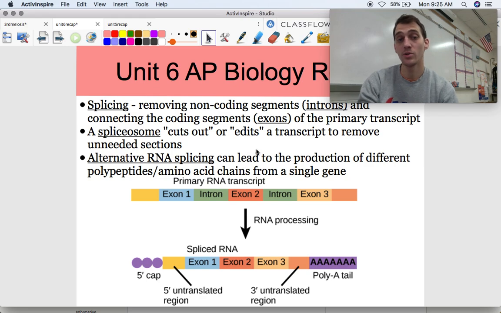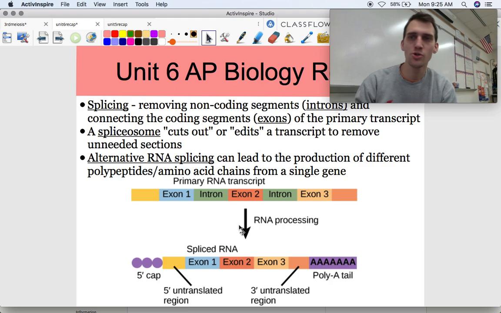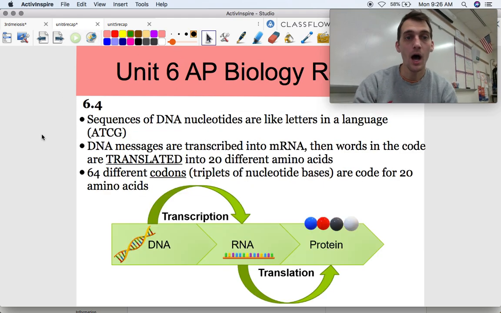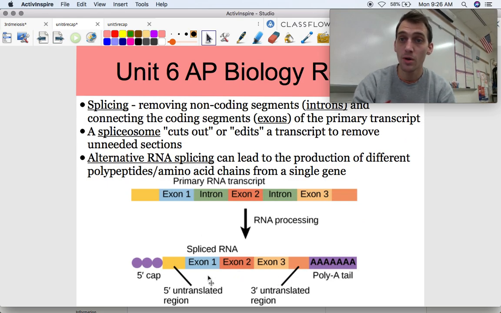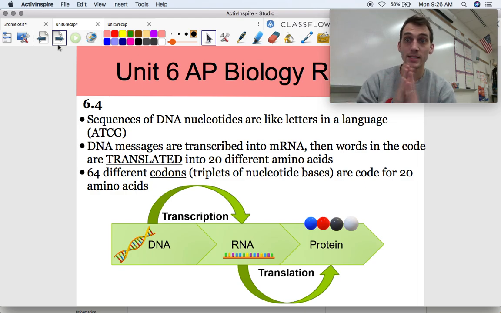Alternative RNA splicing, which we're going to talk about later, can lead to the production of different polypeptides or amino acid chains from a single gene based on what is treated as an intron and what's treated as an exon. You can get different things from it. Here we go, 6.4, right? Here's our mature mRNA transcript. It is now ready to be sent to the ribosome and start to be translated.